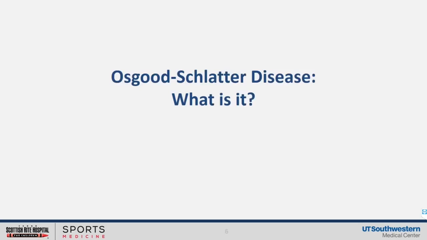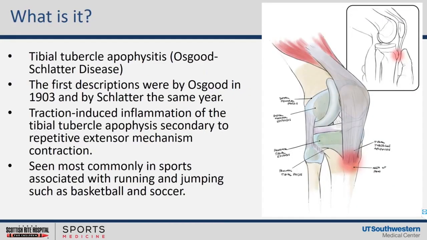So, Osgood-Schlatter disease, what is it? This is tibial tubercle apophysitis, also known as Osgood-Schlatter disease. This was described by Dr. Osgood and Dr. Schlatter back in 1903, so it's been recognized for a long time, but the name is still very scary to families. I reassure them that it is not a disease, that Dr. Osgood and Dr. Schlatter just wanted to name something after themselves, and again, it is an apophysitis. This is a repetitive traction-induced inflammation of the tibial tubercle apophysis.